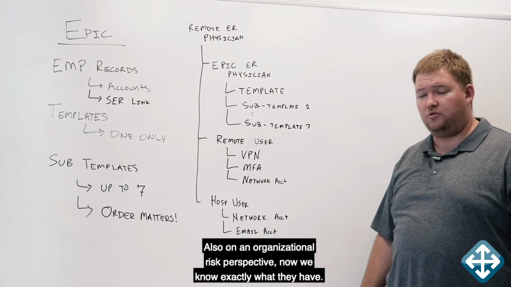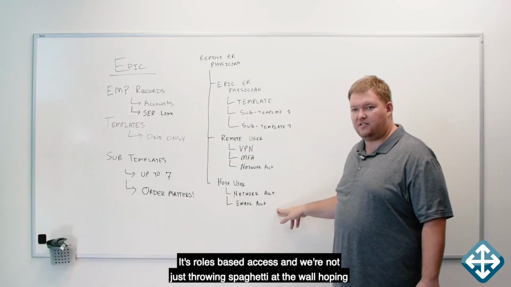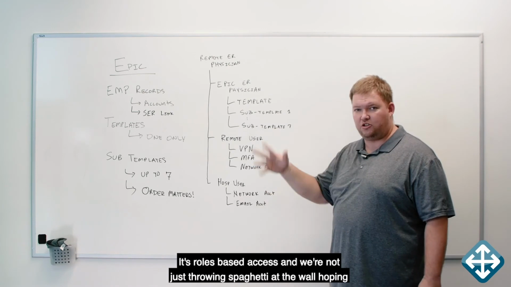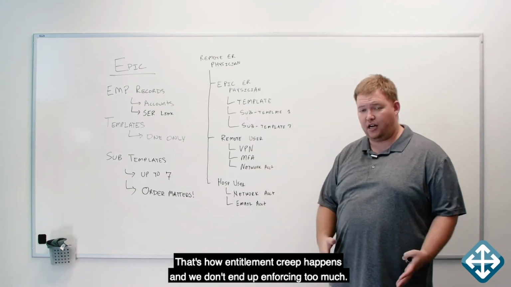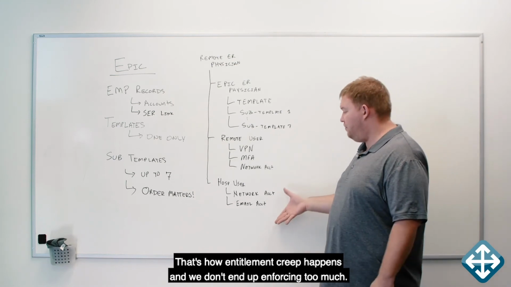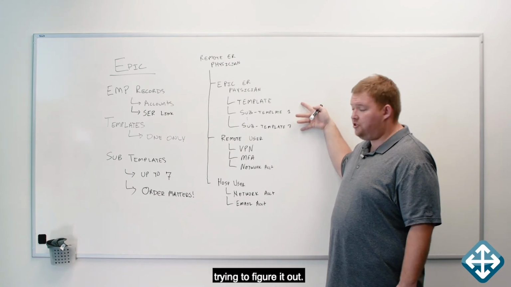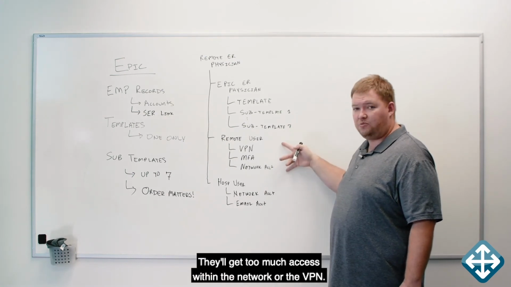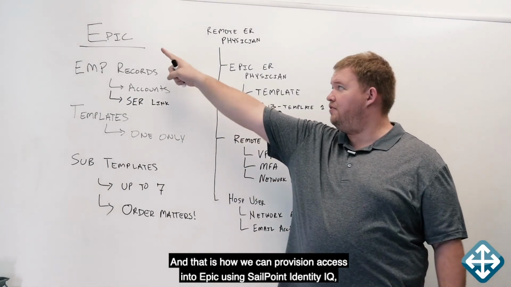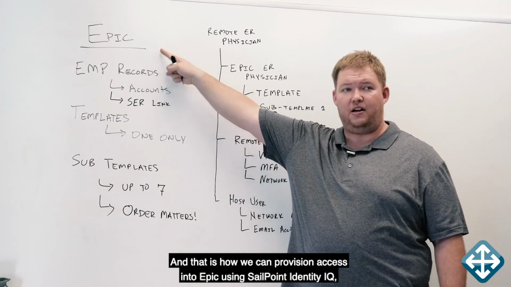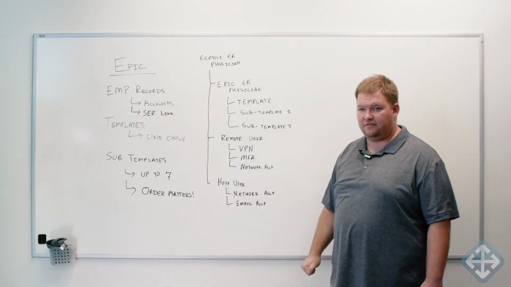Also, from an organizational risk perspective, now we know exactly what they have. It's roles-based access, and we're not just throwing spaghetti at the wall, hoping that we get everything. That's how entitlement creep happens, and we don't end up enforcing too much, because what will happen is they'll get way too much access in Epic while they're trying to figure it out. They'll get too much access within the network or the VPN. That's what we're trying to avoid. And that is how we can provision access into Epic using SailPoint Identity IQ, using roles-based access in SailPoint Identity IQ.